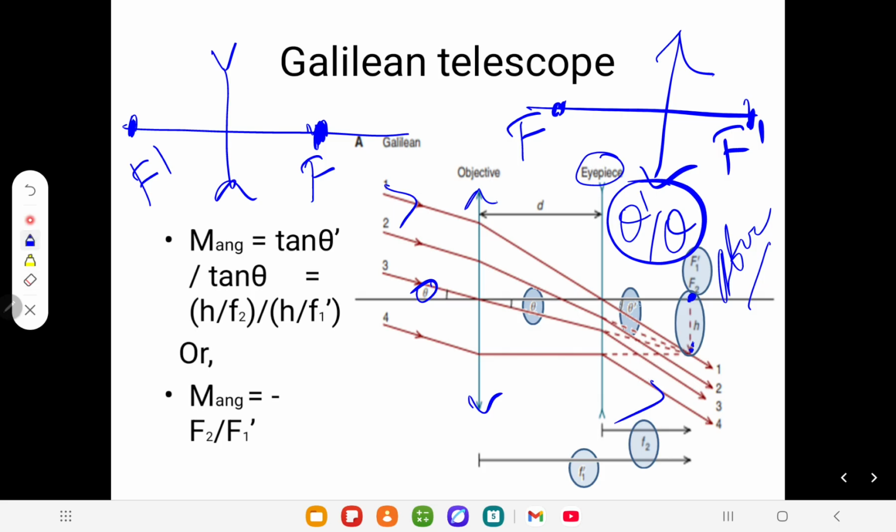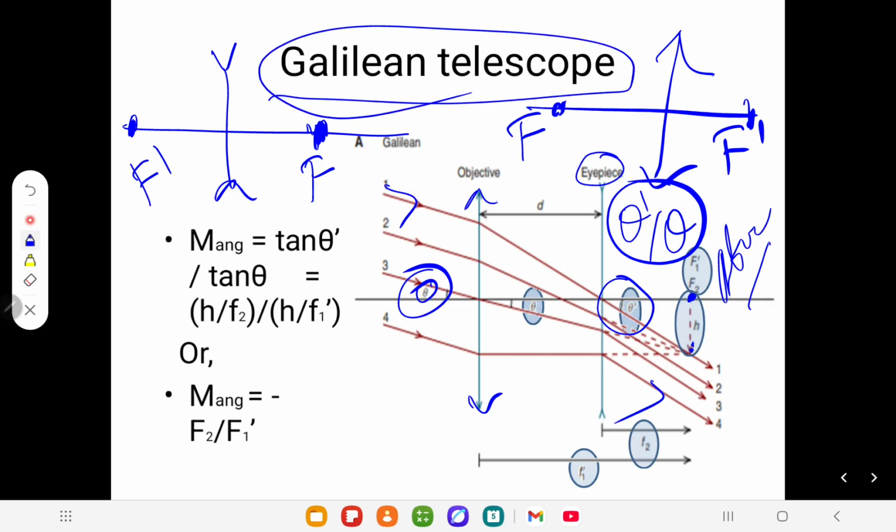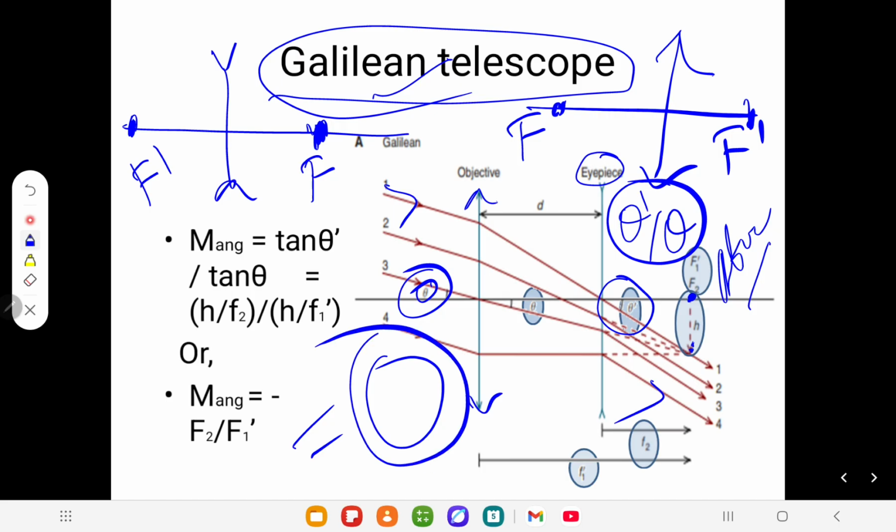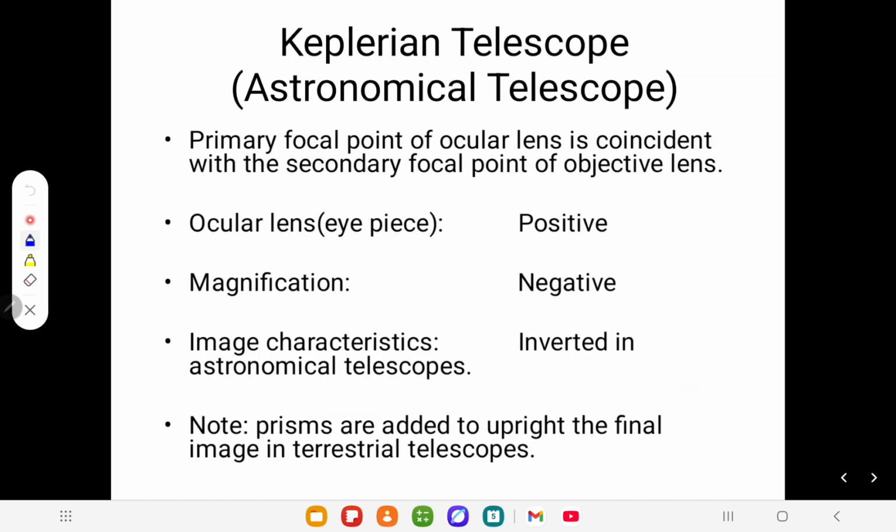So let me tell you again, the angle subtended by the eyepiece, that's actually the image. The angle subtended by the image is larger than the angle subtended by the object. The angle subtended by the image divided by the angle subtended by the object is the angular magnification. And that's how it creates magnification. And we know that for the Galilean telescope or the Kepler telescope, the equivalent power is always null, zero. Okay.